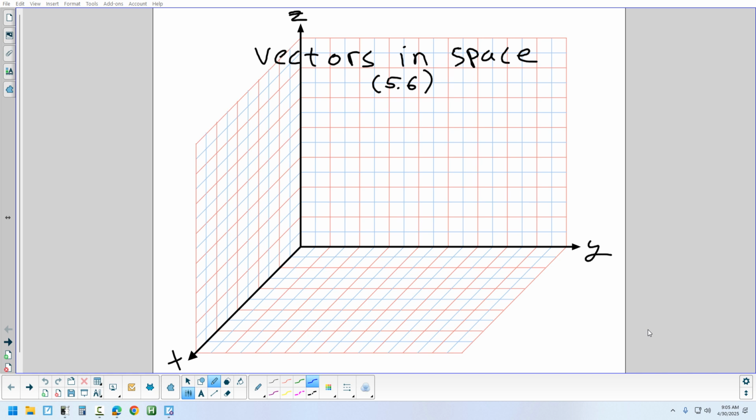All right, so last section we're going to take a look at is 5.6, and it's extending everything we've learned about vectors into 3D. So if 2D stuff makes sense, then the 3D stuff is going to be pretty much exactly the same.